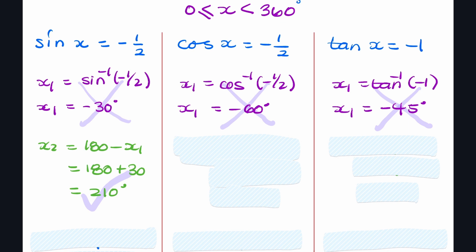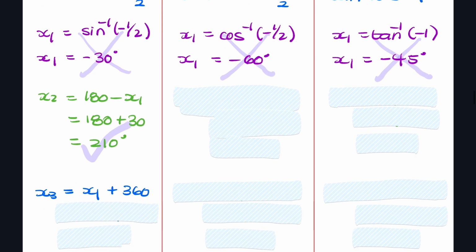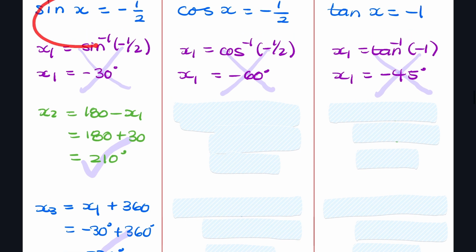Now to find my third solution, because my first solution was rejected, I simply add 360 to my rejected solution, because the period of sine is 360. So by adding 360, we find our third solution. So 360 added to my negative 30 gives me 330, and 330 is acceptable. So the two solutions for this equation are x2 and x3.